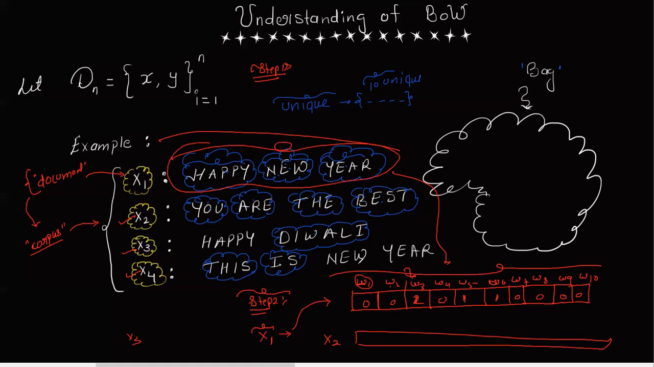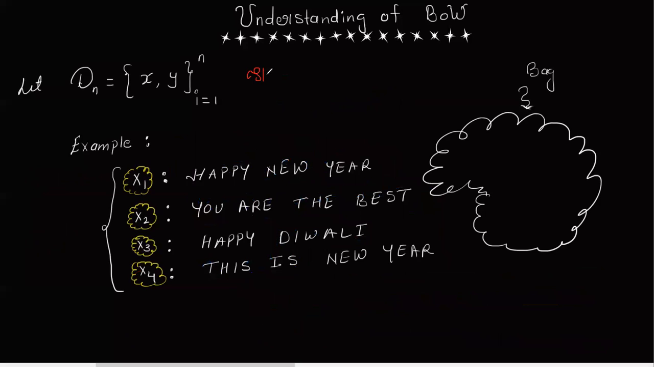Suppose this is u. I have to fill it. In this case, u occurred only one time. Suppose happy occurred two times, then for x1 I have to put two. So the simple idea is this. So what is the idea?